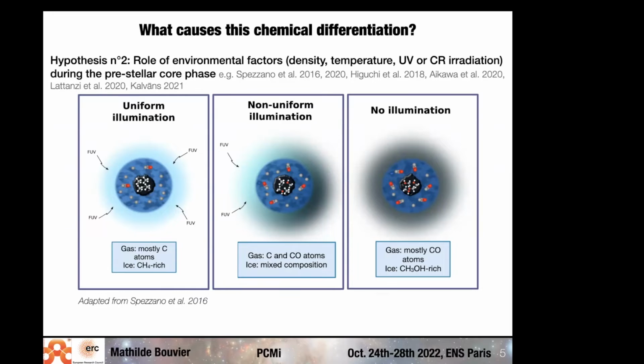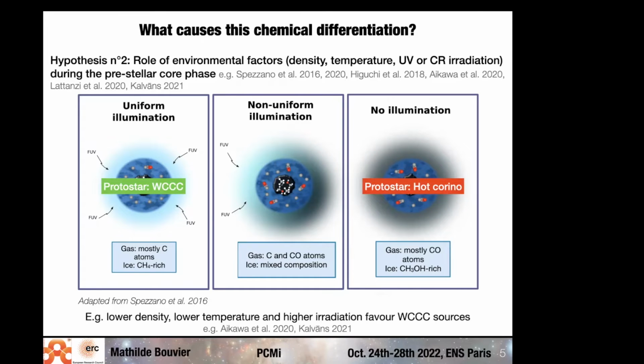If the core is more shielded, then the CO molecule survives and will freeze out onto the surface, leading to a methanol-rich ice. And in case of non-uniform elimination, we would have a mixed composition. So in the first case of uniform elimination, it would favor WCCC protostars, while in the case of no elimination, we would have a hot core reno. And there are recent studies that showed that for lower density, lower temperature, and higher irradiation, we would more likely have a WCCC source.